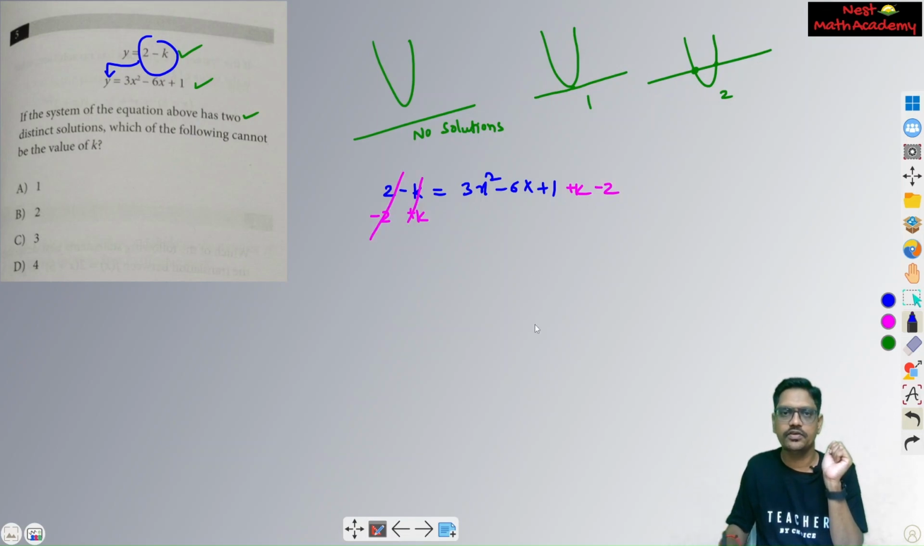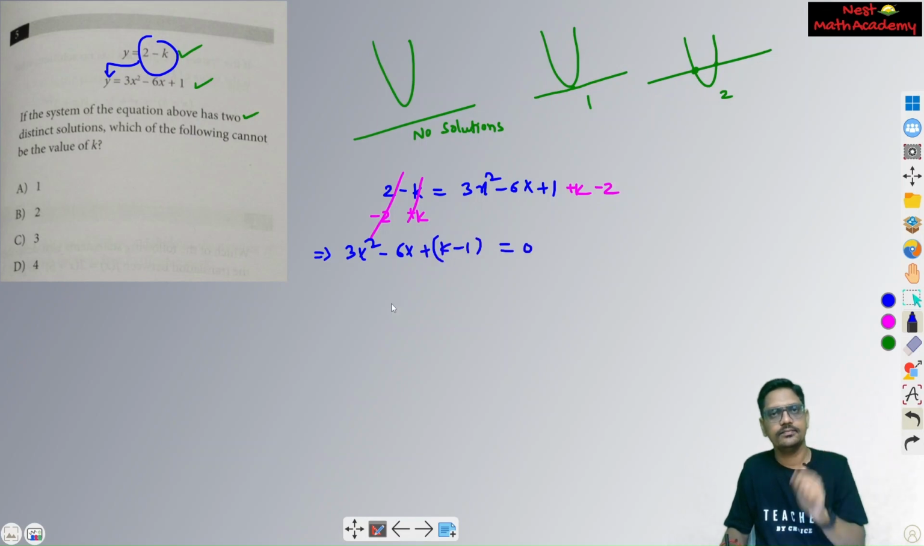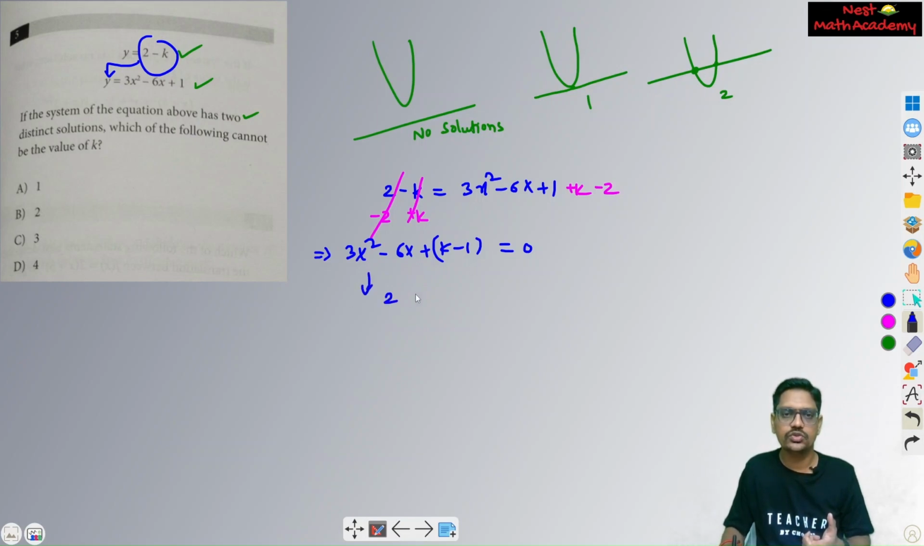Therefore, now the equation will become 3x square minus 6x, 1 minus 2 is minus 1, plus k minus 1 is the constant part, is equal to 0. Clear enough? So now this is the quadratic. By solving them, I am getting a quadratic. So what does it mean? If this quadratic has two roots, if this quadratic equation has two distinct roots, that means there are two solutions, means the line is cutting at two different points. That's what they want, two distinct solutions they want.